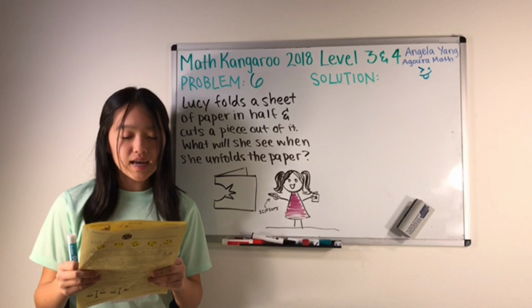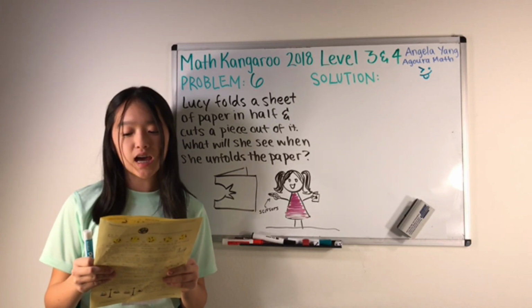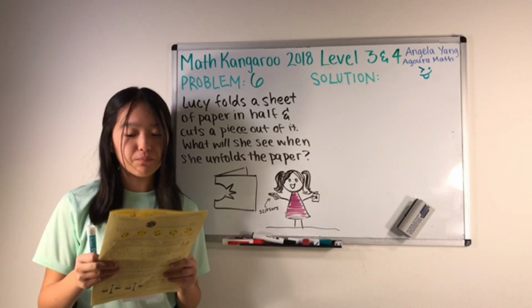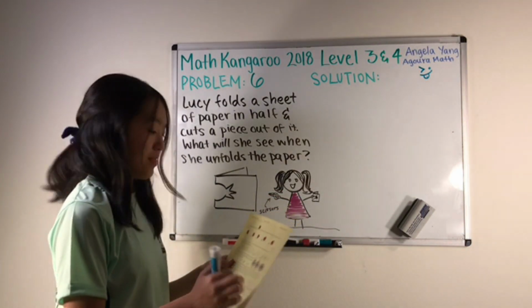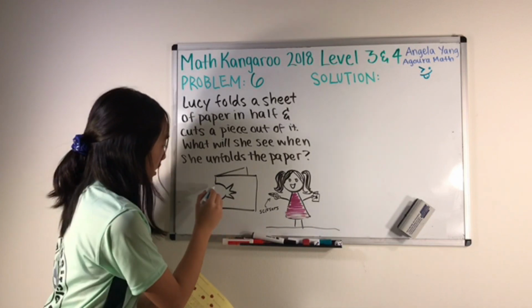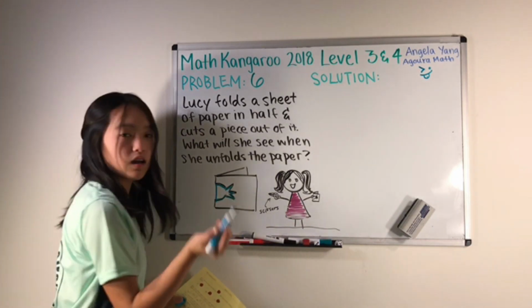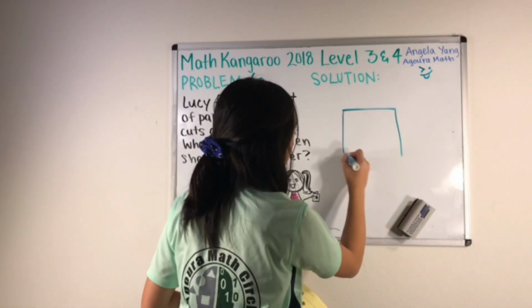Problem number 6 says, Lucy folds a sheet of paper in half. Then she cuts a piece out of it as shown here. What will she see when she unfolds the paper? So here I have a little demonstration that I created, and we'll look at it at the end. What I focus on here is actually identifying the shape that's going to be inside here. This is a very interesting concept, because with a lot of these problems, you have to visualize.